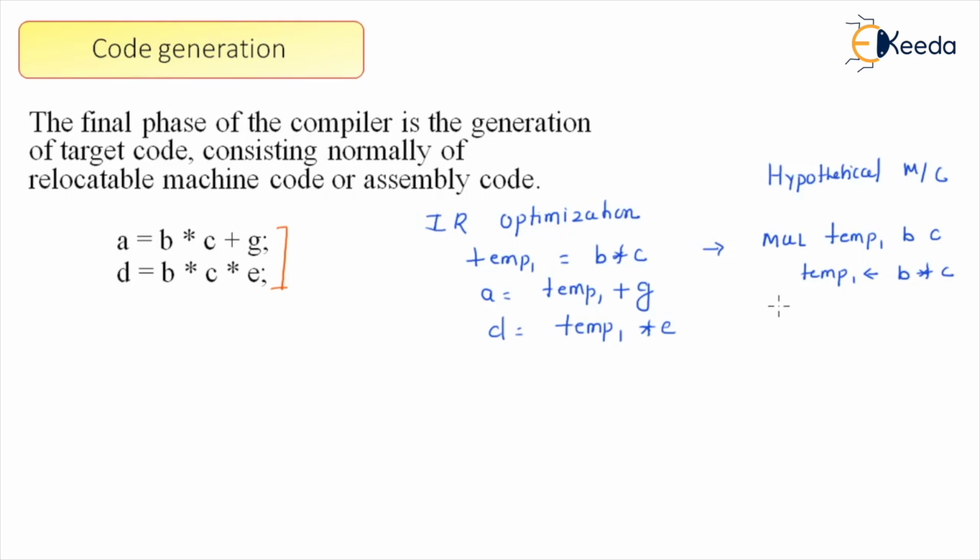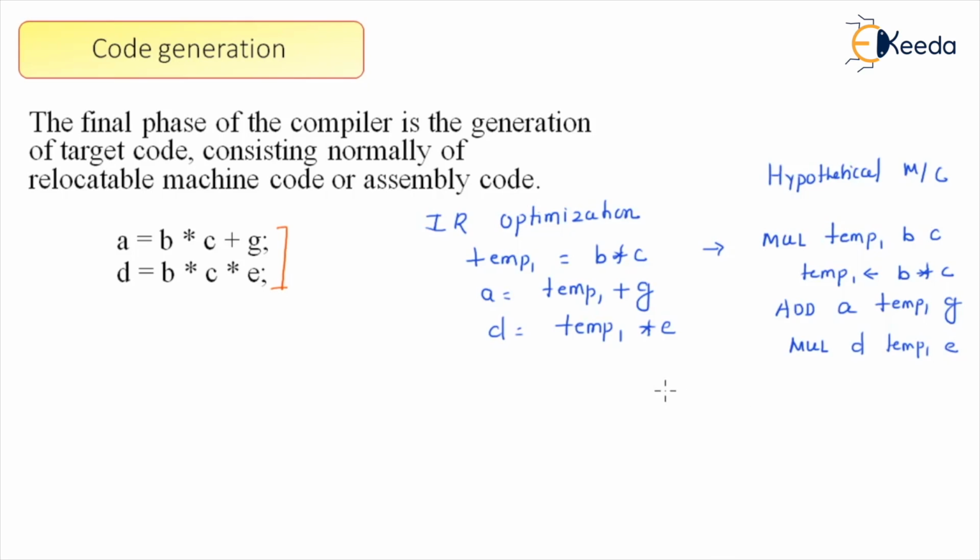Then I will say add. What I'll add in this case is add A, temp1 and G. And then I can say multiply D, temp1 and E. Now these are the temporary values that you're holding over here.